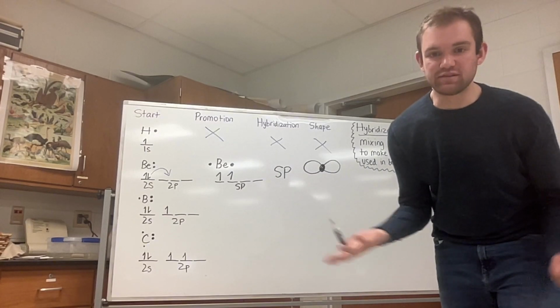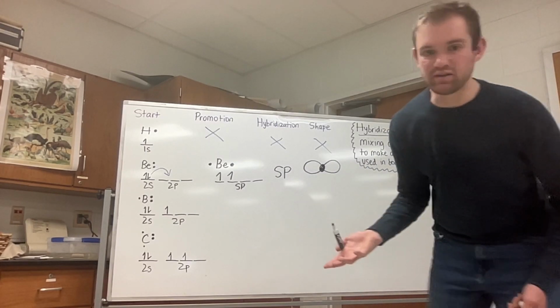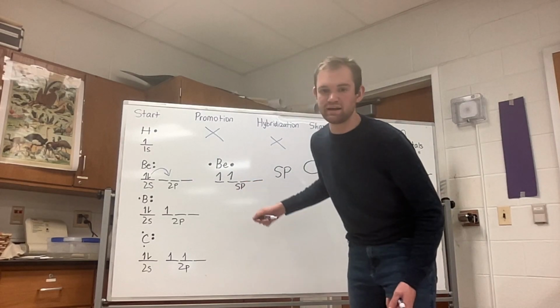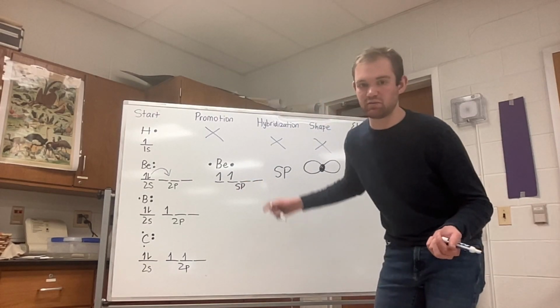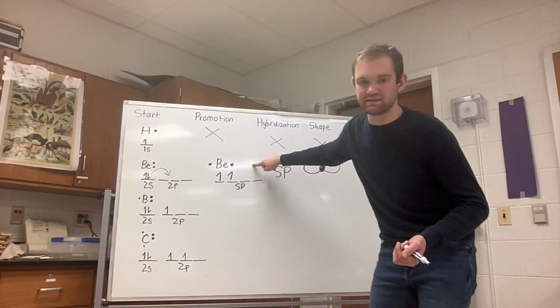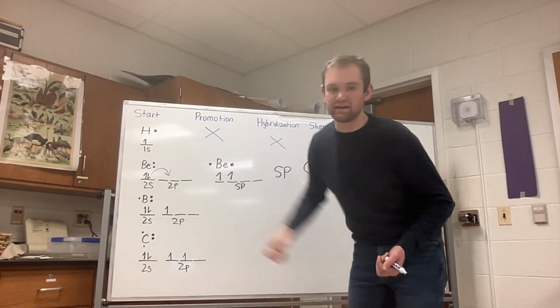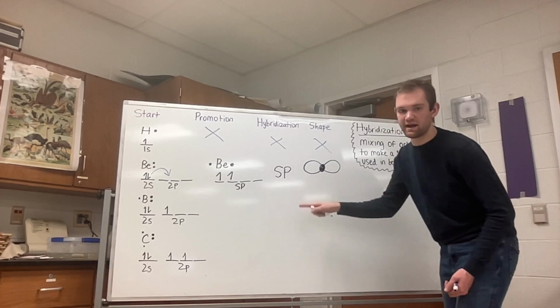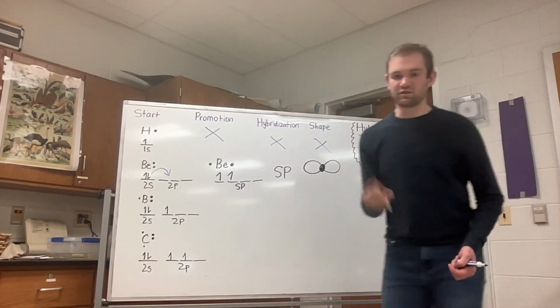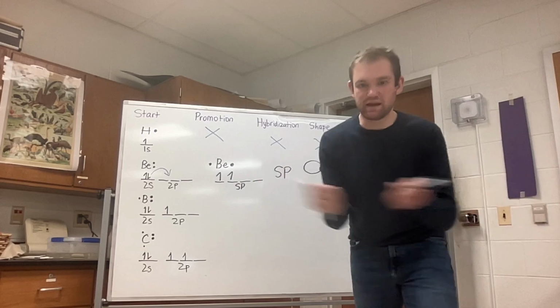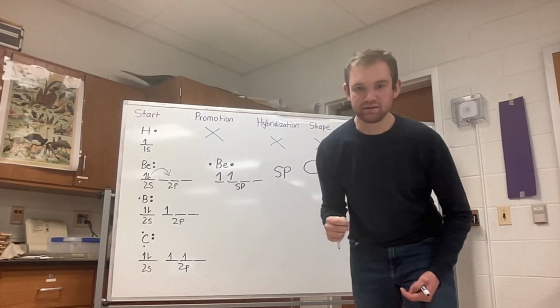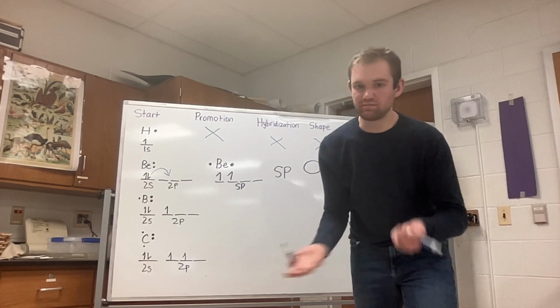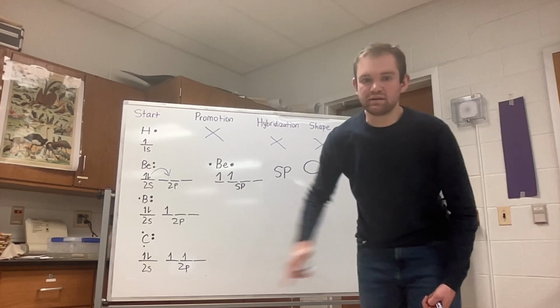Now another way to do it is you count the regions of electrons. Well look, Be has how many bonds it wants to make? Well, it's going to bond 1 on this side, 1 on this side. 2 bonds, 2 regions of electrons, sp. There's 1 S and 1 P, and when you add those 2 together, you get 2. So that's how you do it more basically. Now we're going to go to boron.